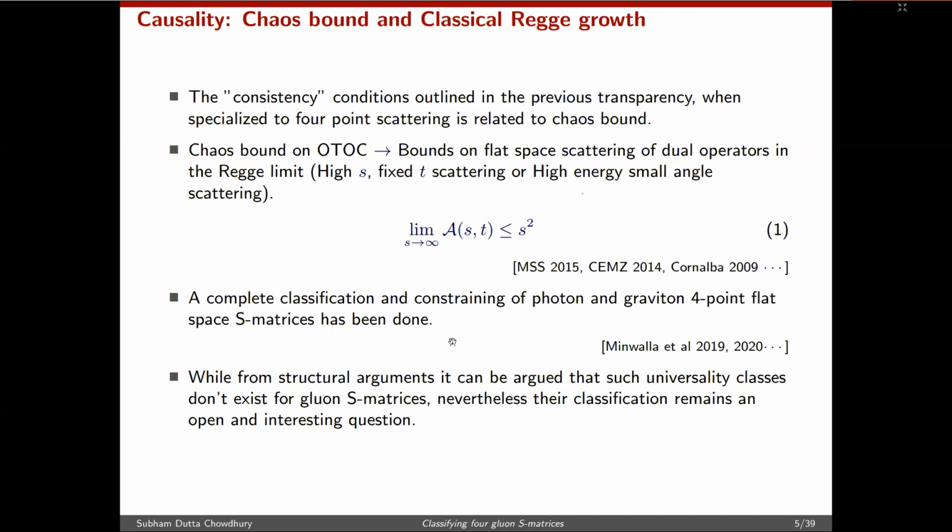Average null energy condition gives you a much larger bound on your CFT spectrum. So this is physically real. How do I get the chaos bound?